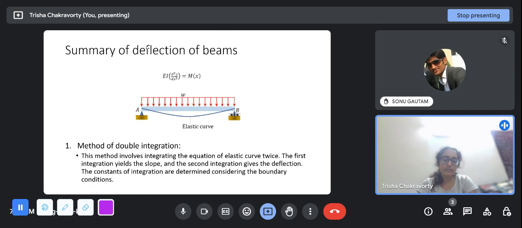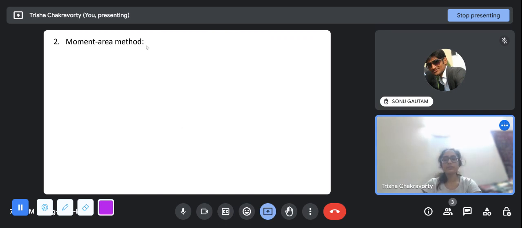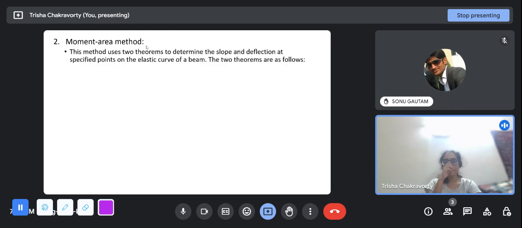To make it simpler, people have developed easier methods. The first is the moment area method, where this method uses two theorems to determine the slope and deflection at specified points on the elastic curve of a beam, not the entire beam at once. You have to choose accordingly, depending on whatever point we have been given. The two theorems are as follows.